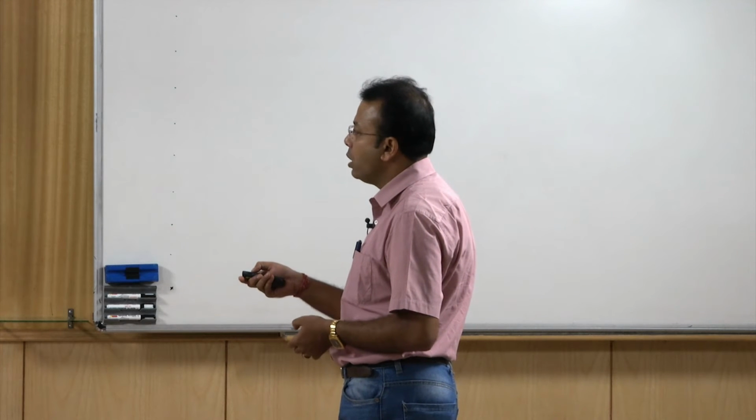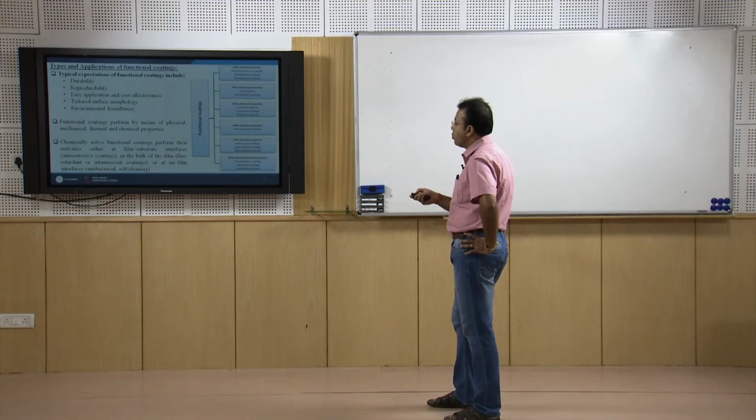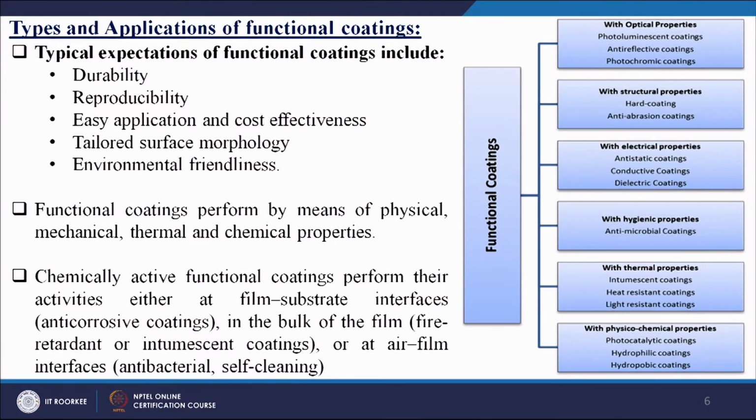So, here the functional coating is performed by means of physical, mechanical, thermal, and chemical properties. Chemically active functional coatings perform their activities either at film substrate interfaces, that means anticorrosive coatings, in the bulk of the film, fire retardant or intumescent coatings, or at the air film interface, antibacterial, or maybe self cleaning. So, here this is the chart of what types of functional coatings we can generally do.